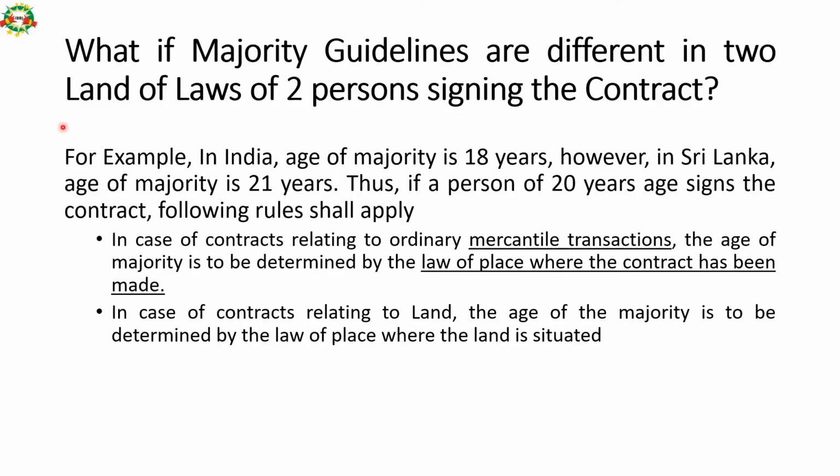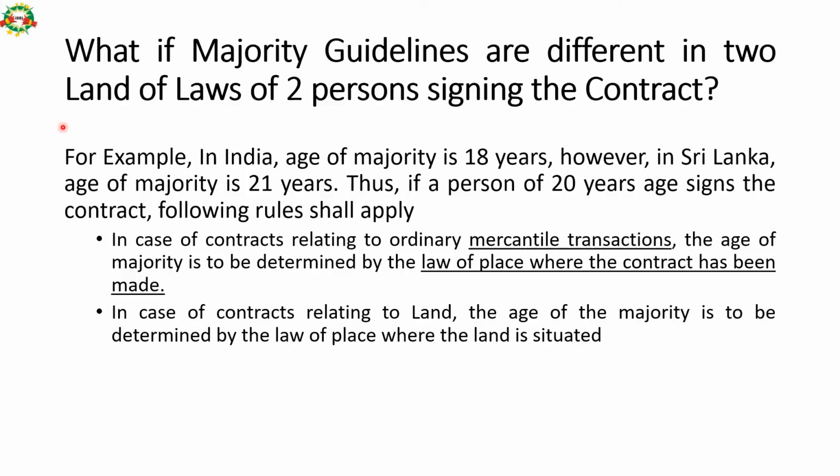In case of contracts relating to ordinary mercantile transactions, the age of majority is to be determined by the law of the place where the contract has been made. So in case of mercantile transactions, normal trade transactions, the age of majority will be considered. So if the agreement is being signed in India, then it is okay. But if it is being signed in Sri Lanka, then it is not valid.